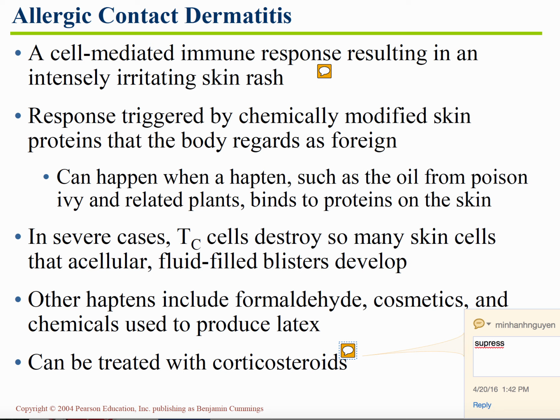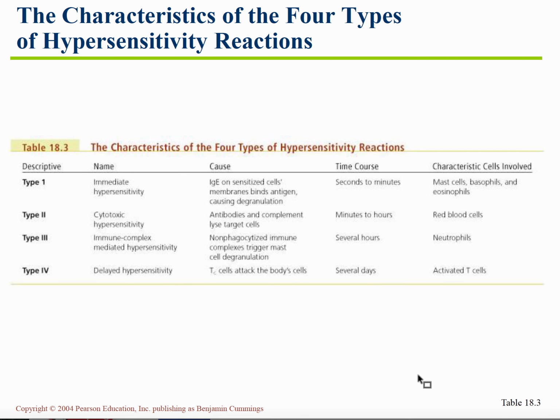All right, so there are our 4 different hypersensitivities. Okay, type 1 is immediate. We see IgE involved, plus the mast cells or the basophils, which are over here. And this is usually fast, seconds to minutes. Okay, type 2 is cytotoxic. So cells are being destroyed. We see antibodies involved, usually IgG and IgM. And this takes minutes to hours.